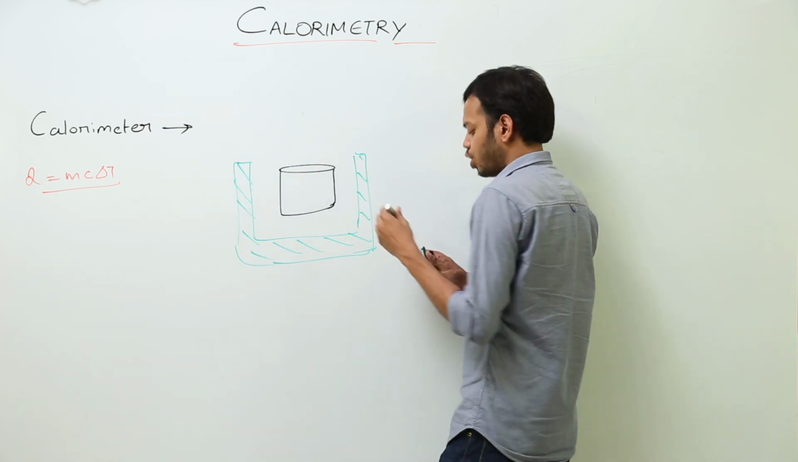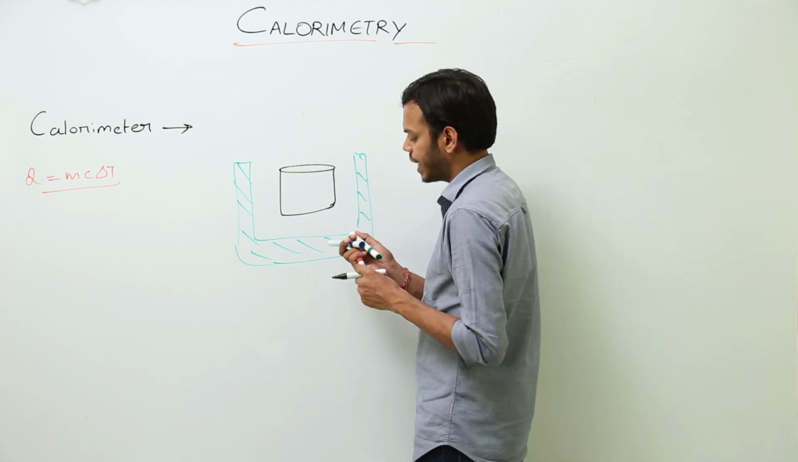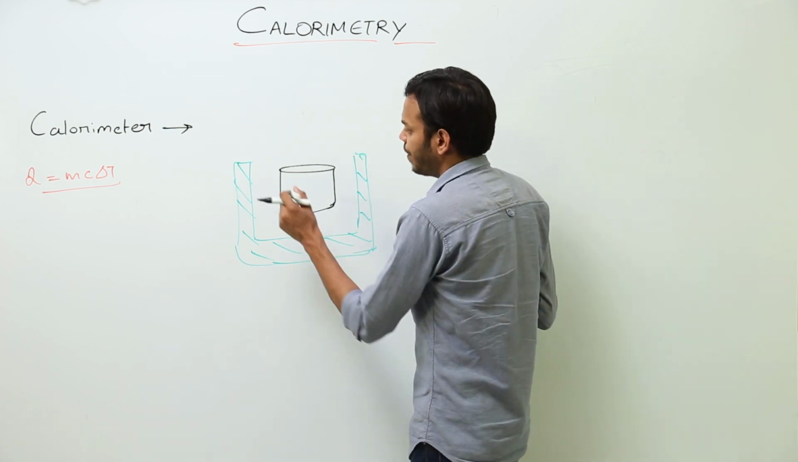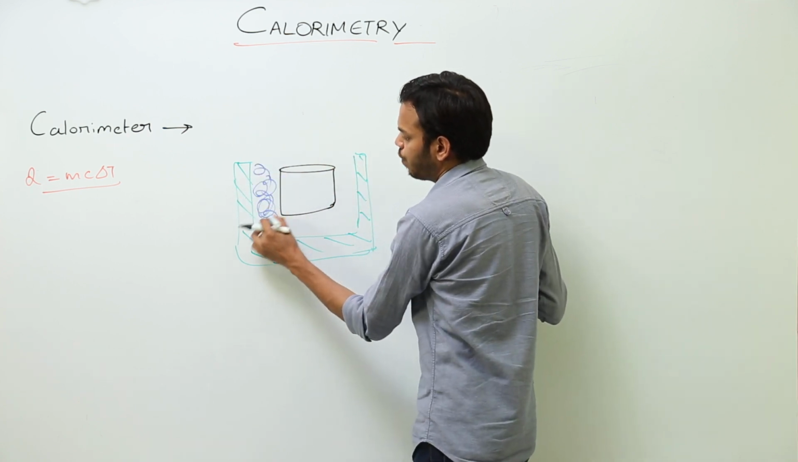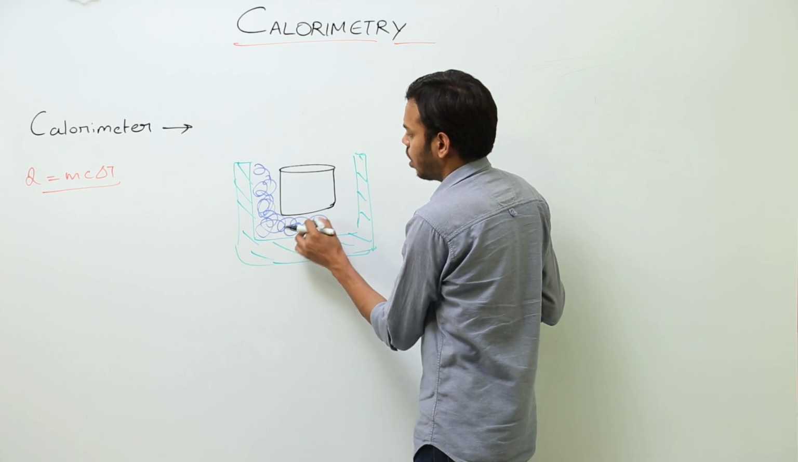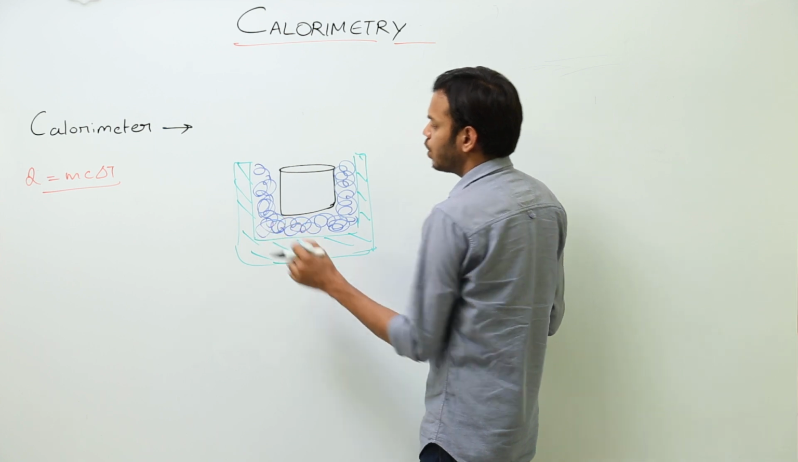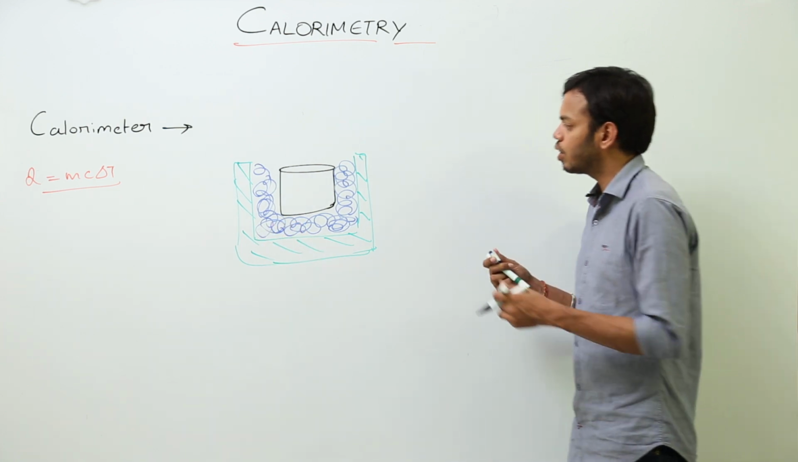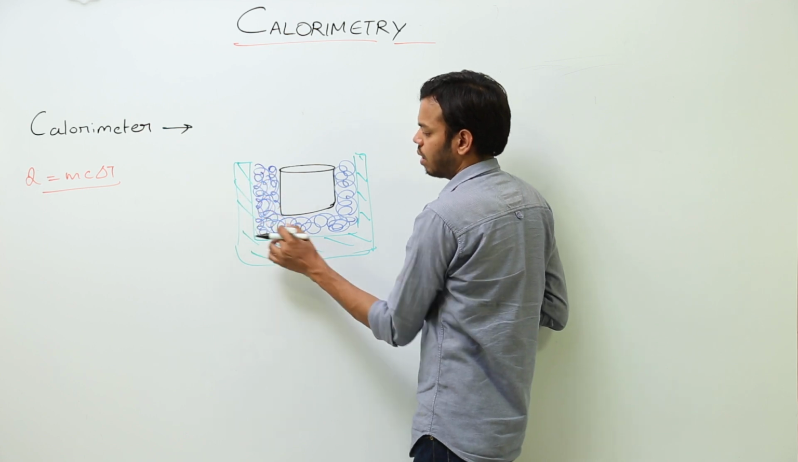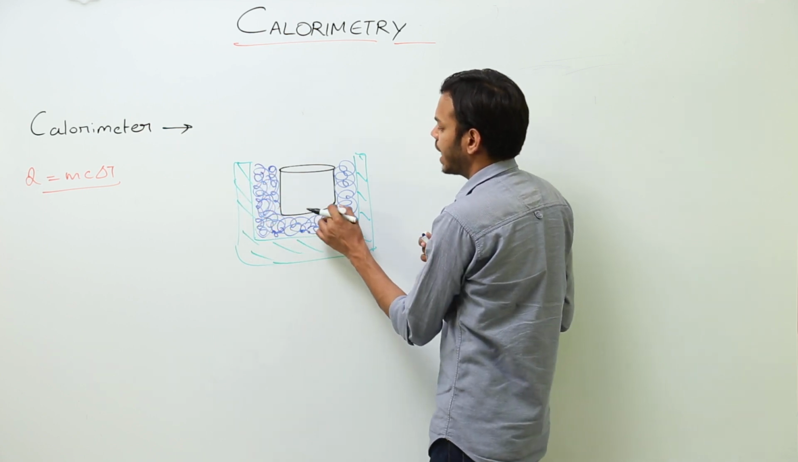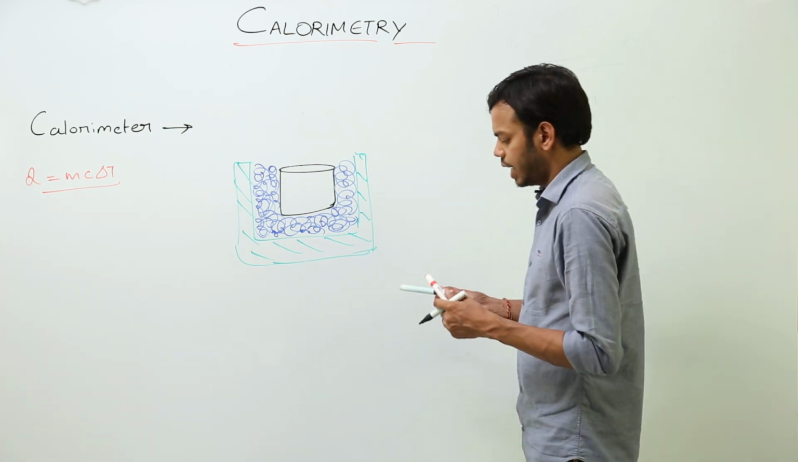The second prevention of heat loss is done by filling this whole gap between the copper vessel and the wooden block with some woolen material or cotton, which has a lot of air sacs, air packets, because we know that air is a bad conductor of heat. So this gap is filled with anything like husk or cotton dust, something like that. So this is also a prevention of heat loss by conduction.